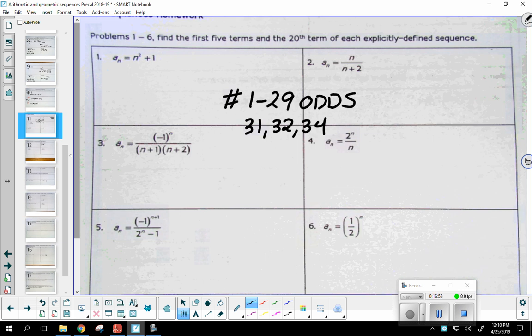Let's see. This first set, find the first 5 terms and the 20th term.